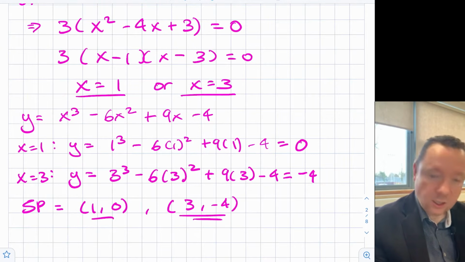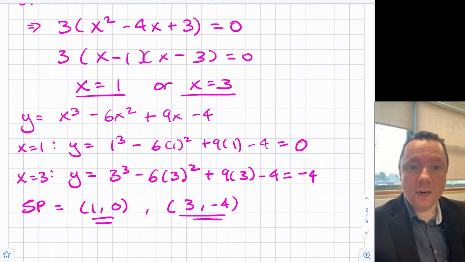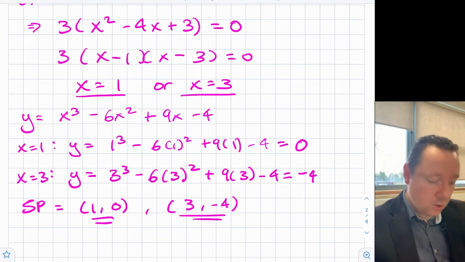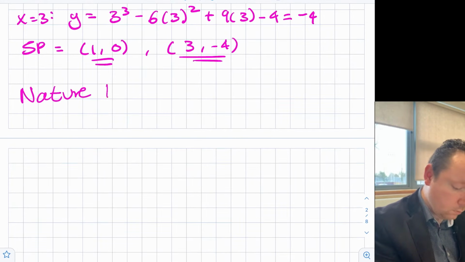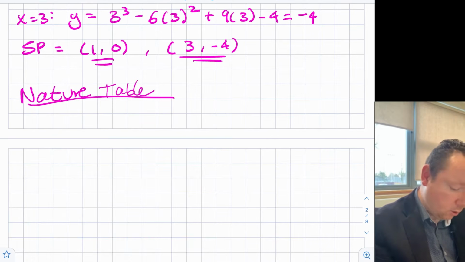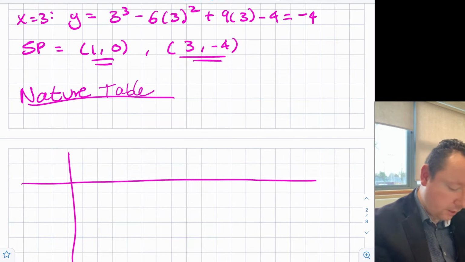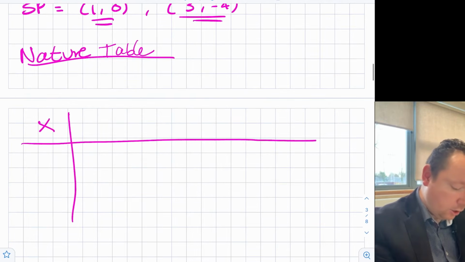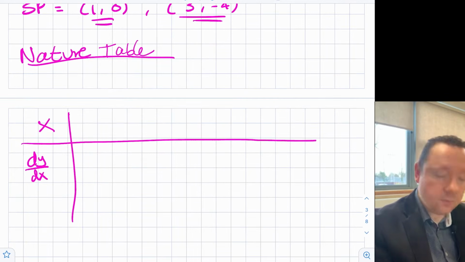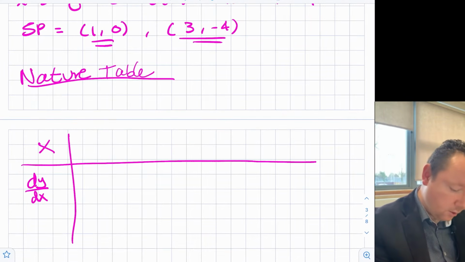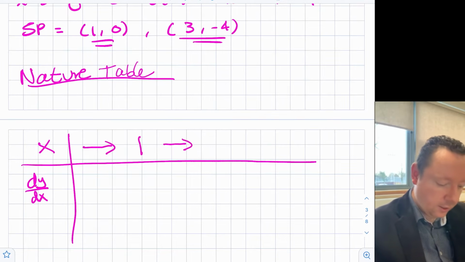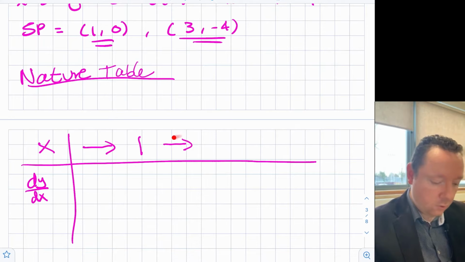But we're not finished there, because we don't know whether they're maximums or minimums or points of inflection. So the easiest way to work that out is a nature table. And essentially what you're going to do is draw a little table for yourself, x, and you're going to check what dy by dx is at various points round about the stationary points. So our first stationary point for x, it goes along and then it hits 1 and then it continues on its journey. So if we check before 1 and after 1, we'll be able to get the nature of that stationary point.